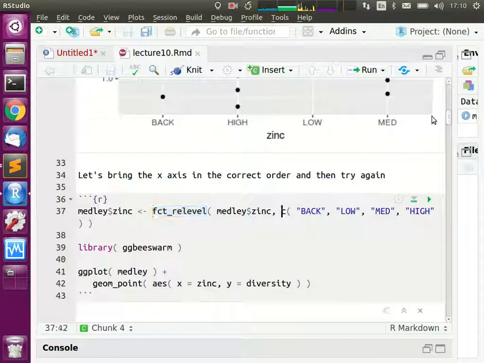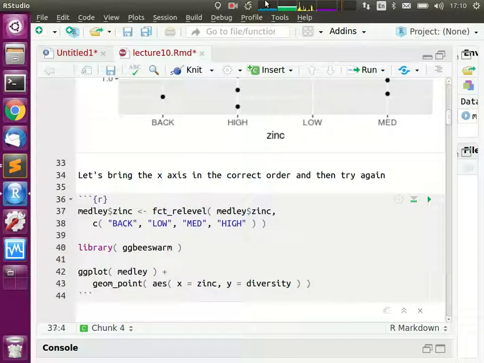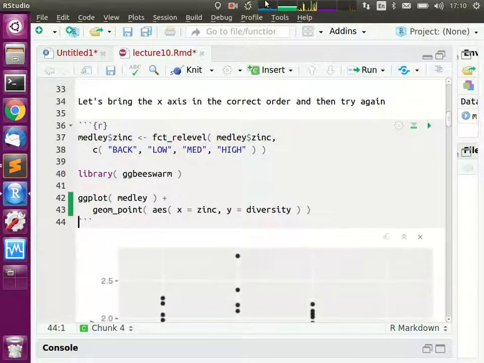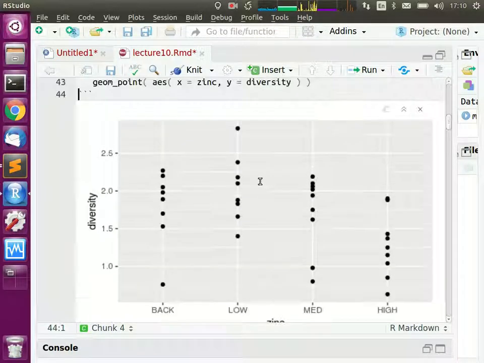So I relevel it just to make my plot nicer, but in the end we imagine that the statistics that we now use doesn't depend on there being a natural ordering of our factor levels. Still, we can see here a bit what happens. Our diversity seems to go down with increasing concentration of zinc.